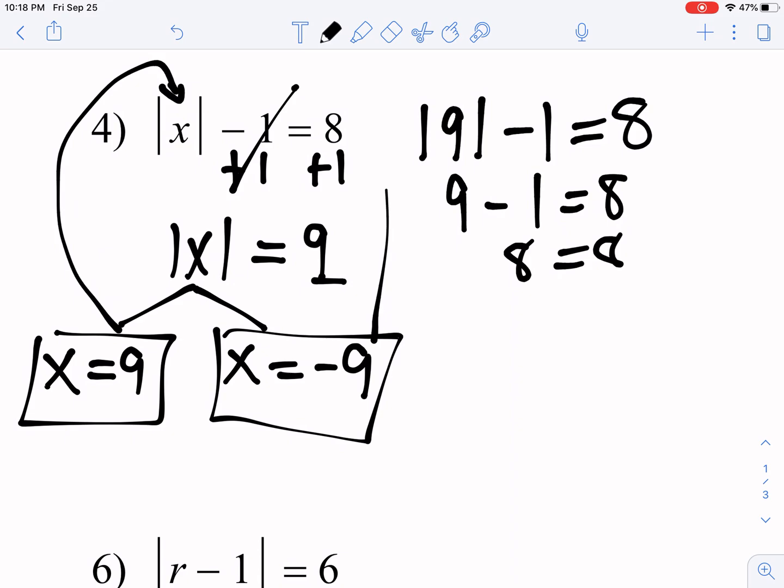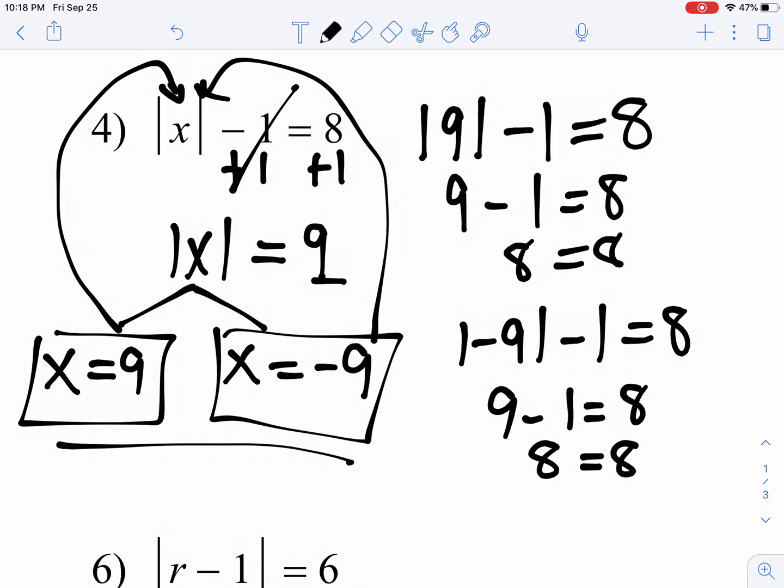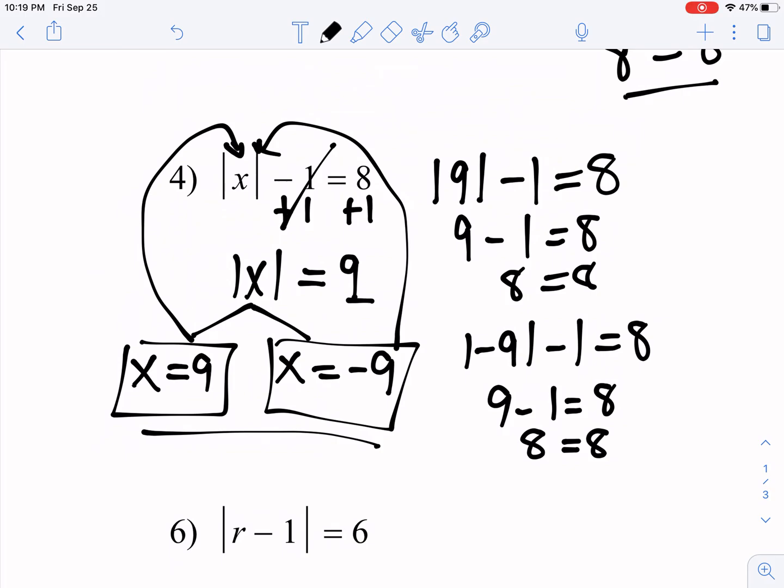Well, let's try negative 9. If I plug that back in, we have the absolute value of negative 9 minus 1 equals 8. What's the absolute value of negative 9? 9. What's 9 minus 1? 8. Does 8 equal 8? Yes. So both of those are correct. Okay. Again, just to save us some time, I won't check on the next examples, but just know you can always plug it back in to check.